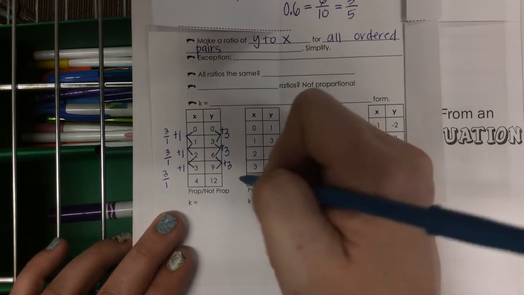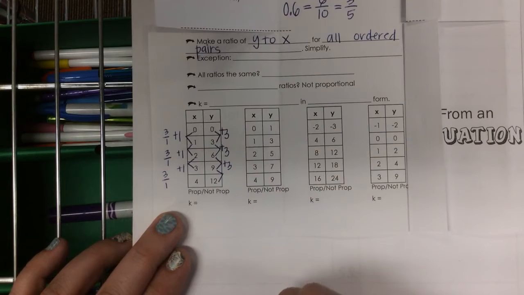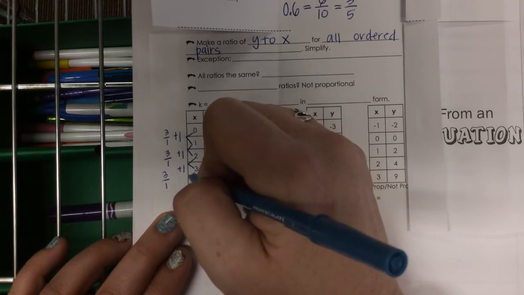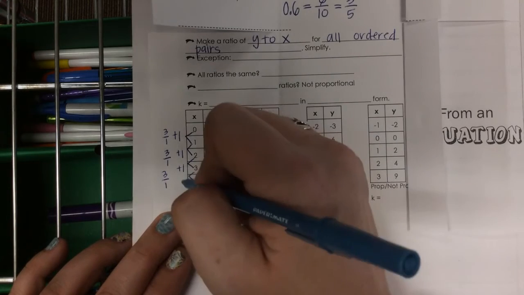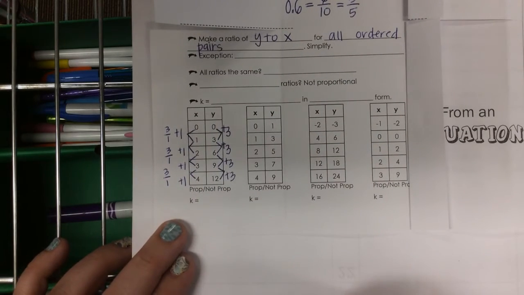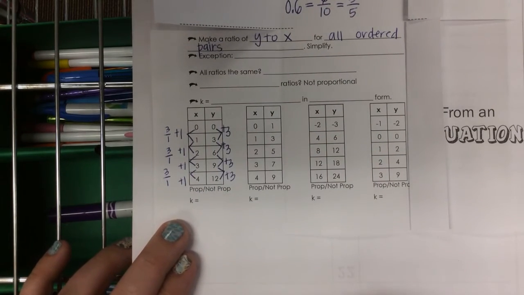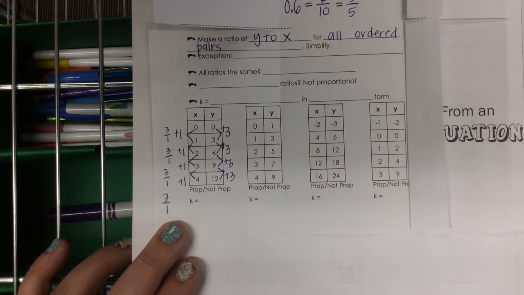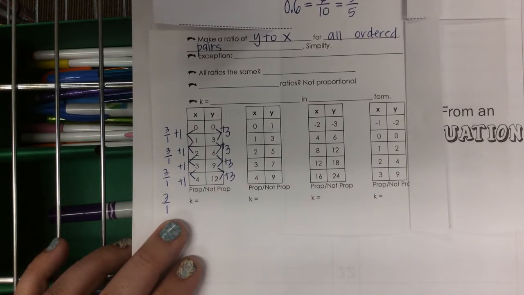And last but not least, from 9 to 12, what do you get? Plus 3. And from 3 to 4, what do you get? So what's my constant of proportionality? What's my rate of change? 3 over 1. Sounds pretty good, right?